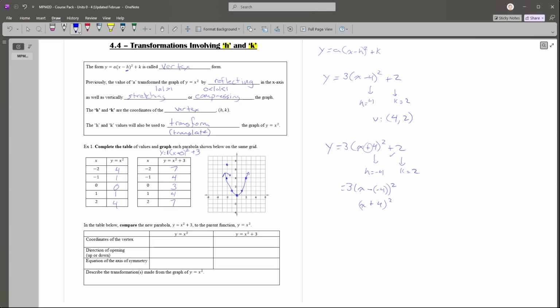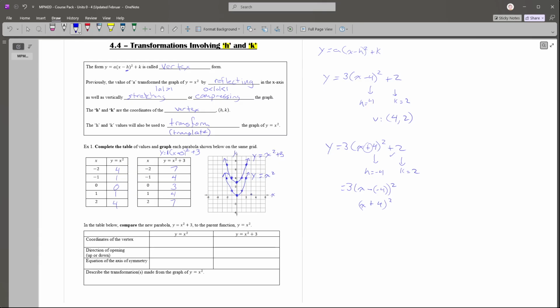Okay. And you're probably looking at that and saying, oh, it's been vertically stretched. But wait, a was 1. Well, let's keep graphing and let's see what it looks like. Now we have negative 1, 4. And then we have 0, 3. And then 1, 4. And then 2, 7. Let's connect those dots. Let's label our curve. Y is equal to x squared. And this one is y is equal to x squared plus 3. That is a 3, I swear. And then over here we have our x-axis and we have our y-axis.